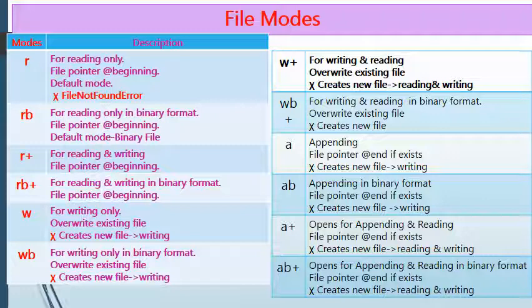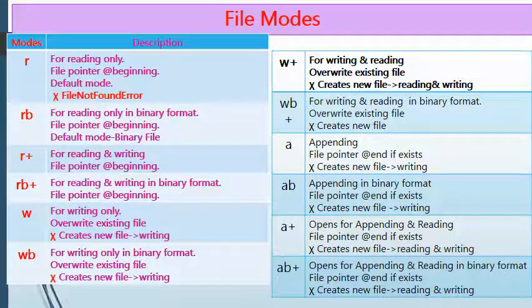If you write the mode as R plus, that particular file handle can be used for reading as well as for writing, and the file pointer will always be pointing to the beginning of the file, and that is happening with the previous two modes also. If you have written RB plus, it can be used for reading as well as writing in binary format in a binary file. At that time also the file pointer will be at the beginning of the file.